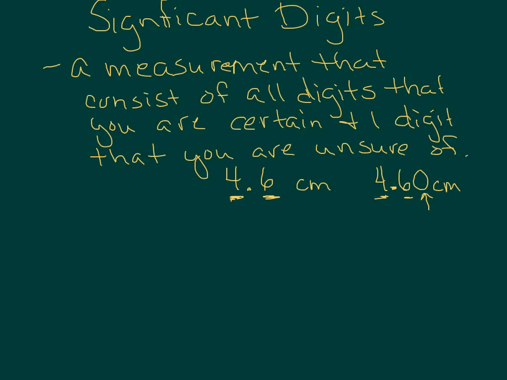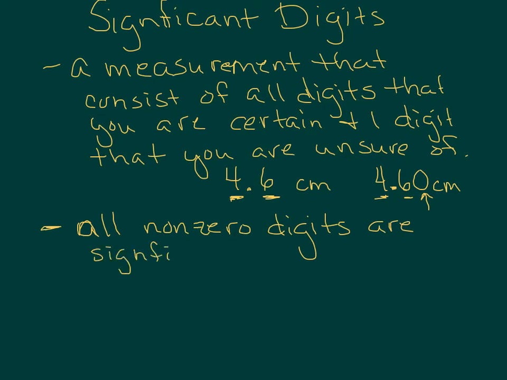Okay, let's look at some of the rules for figuring out and using significant digits, meaning how many significant digits are in a particular measurement. First off, all non-zero digits are significant. So all you need to do is just count how many non-zero digits there are. If we go back up to my example, 4.6 centimeters, that would be 2 significant figures, or sig figs. That just lets me know that the measuring instrument, whatever it is, is precise out to 1 decimal place, and I'm sure of my measurement out to 1 decimal place.